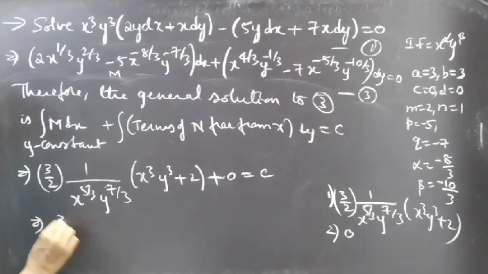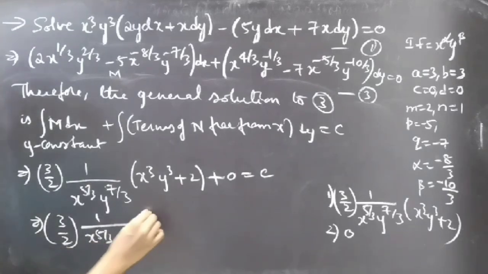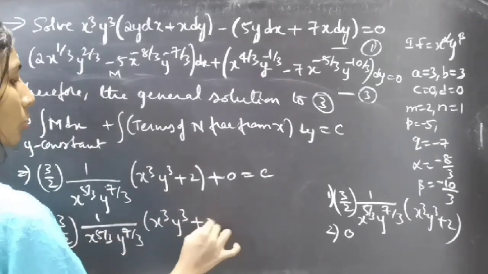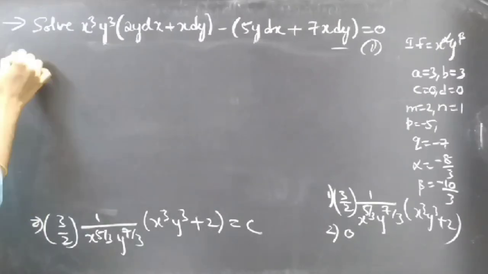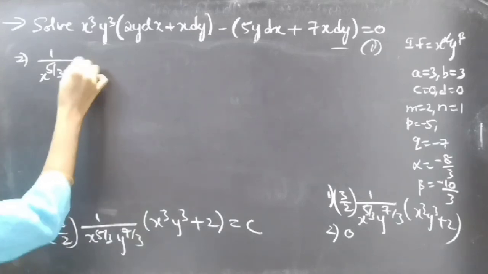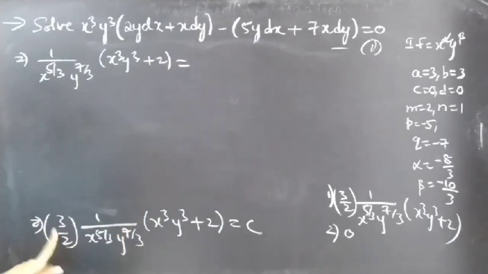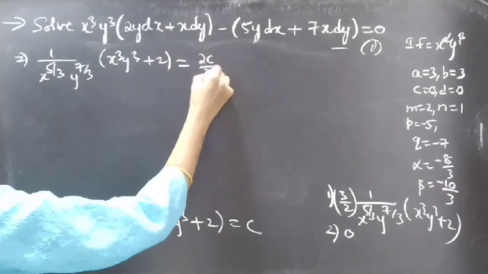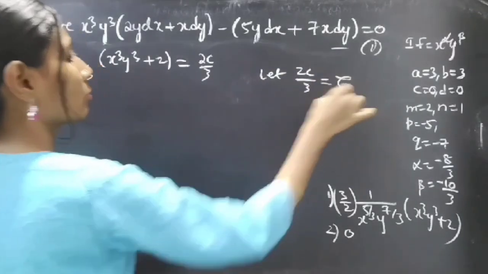Which gives us 3/2 into 1/(x^(5/3) y^(7/3)) into (x^3 y^3 + 2) equal to c. Now take these two terms to the RHS. This gives us 1/(x^(5/3) y^(7/3)) into (x^3 y^3 + 2) equal to, I am taking this constant to the RHS, so I will get 2c/3. Let 2c/3 equal to some c.